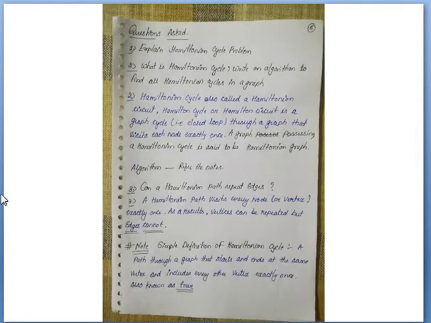Generally, as I was discussing the content, what type of questions will be asked if you are facing a university exam? Generally the first question is: explain the Hamiltonian cycle problem. The second question will be: what is a Hamiltonian cycle? Write an algorithm for all the Hamiltonian cycles in the graph.